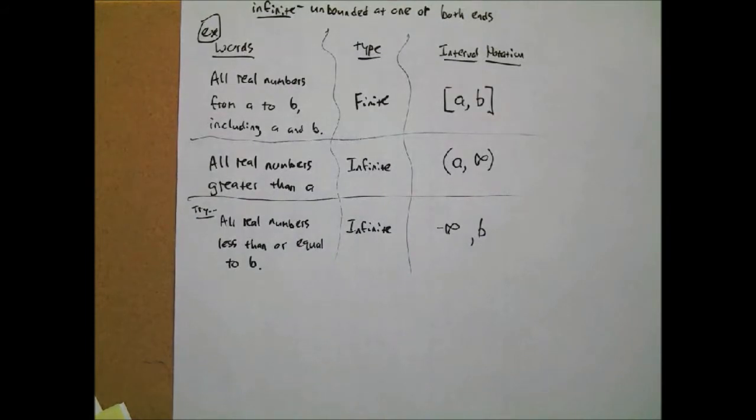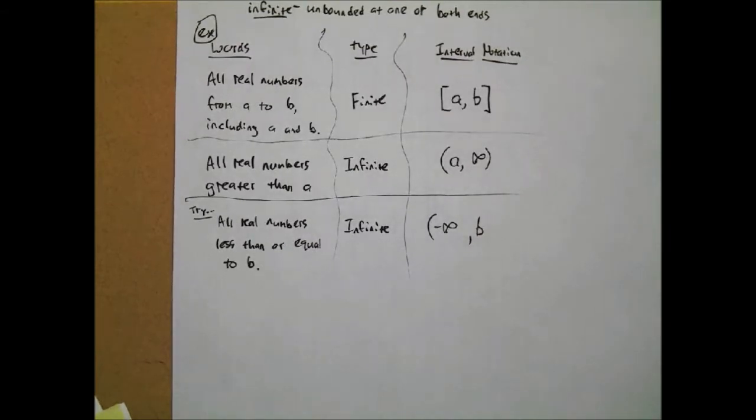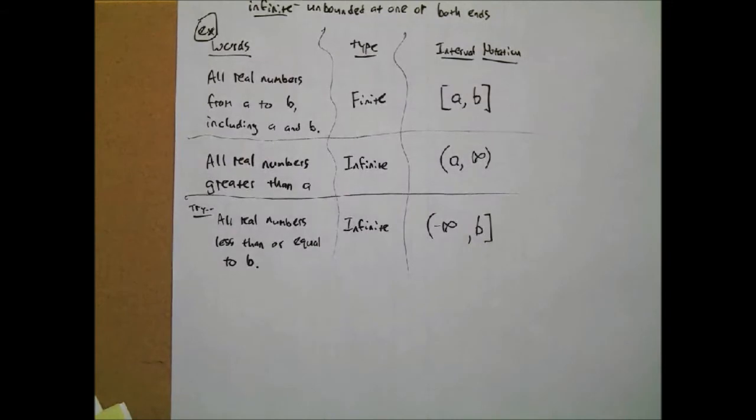We never include infinity. And then should we or should we not include b here? In this case, Patrick, what do you say? Should we include it or not? Equal to, so yeah, include it. We do include it. We do equal to b, that's okay.